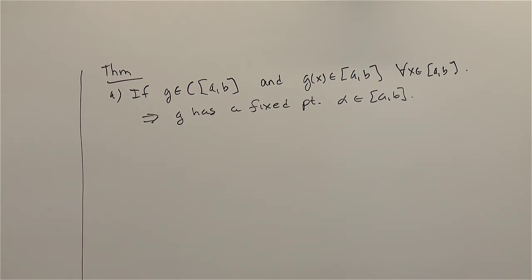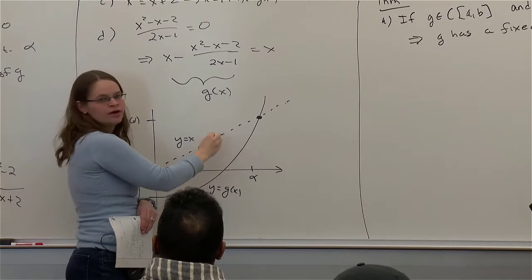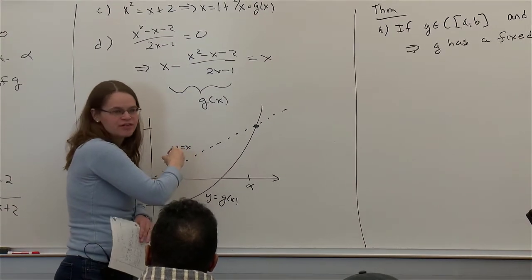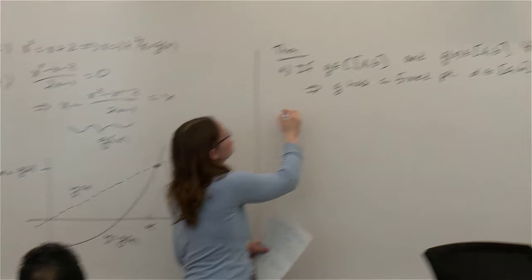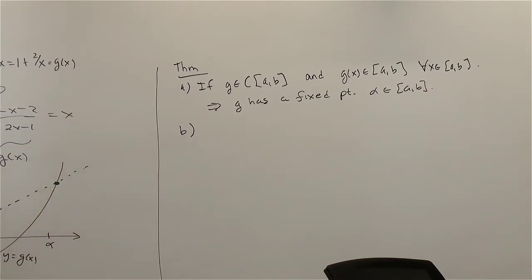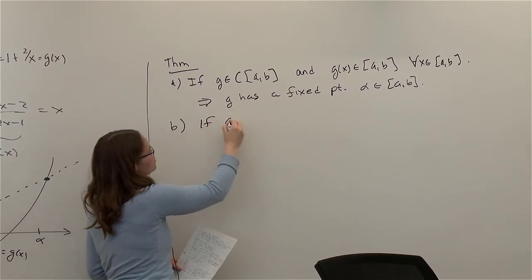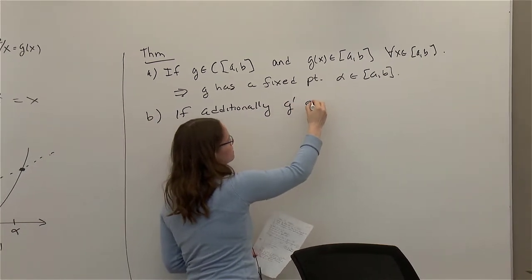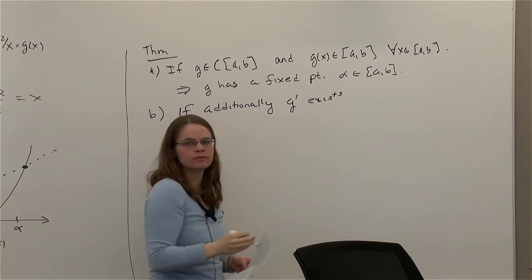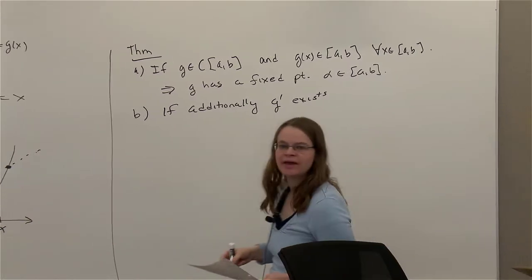Okay, and then secondly, we want to know what it would take to make this unique. Continuity is clearly not enough to make this unique, because I could just have a g that just wiggles around this line, or maybe g of x is actually equal to x, this function, and then everything is a fixed point. So this is not enough for uniqueness. If we want uniqueness, we need to control the derivative a little bit. Okay, so I'm going to say if in addition to the above, the derivative exists. Greater than 1? Close. So we actually want it to be less than 1 in magnitude.